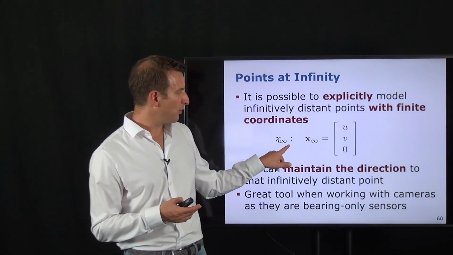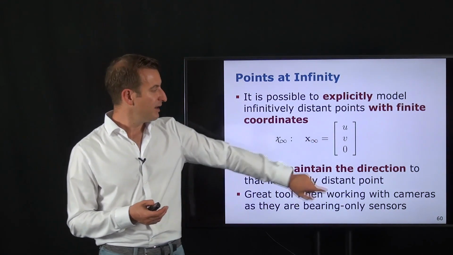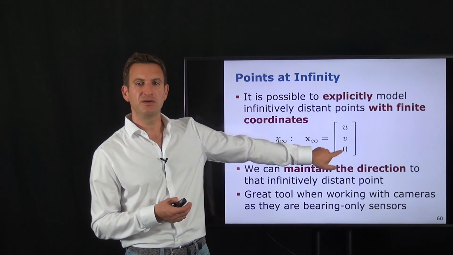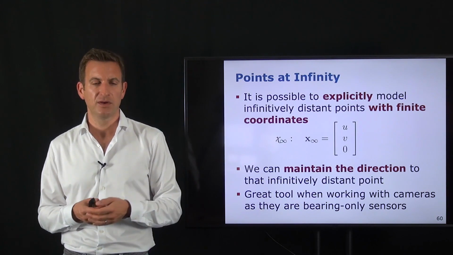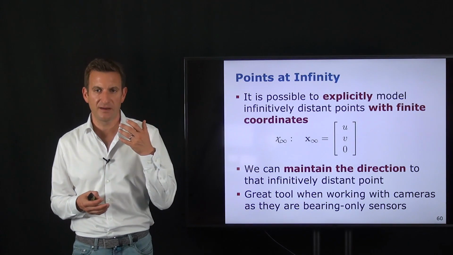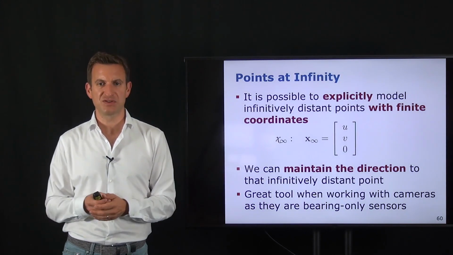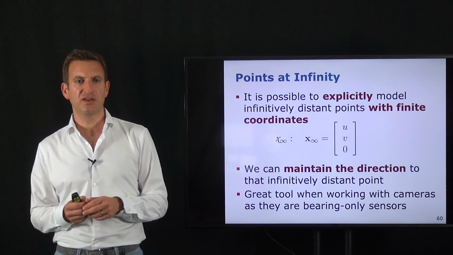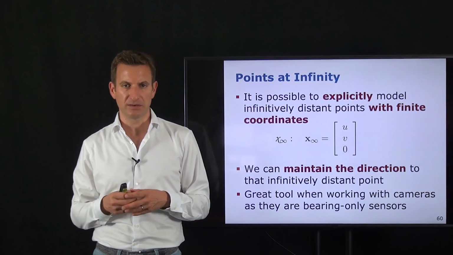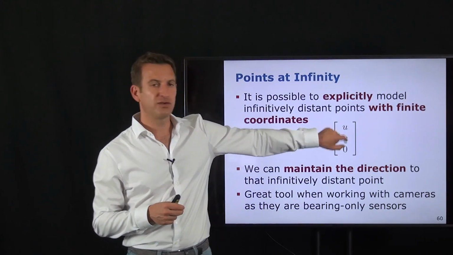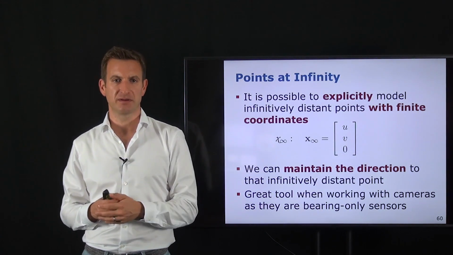So if we have a point which is infinitely far away, we sometimes want to make it explicit and write this infinity down here, which means nothing else than that the last component is 0 and the other 2 components are still here, and these are finite coordinates. So remember, the important thing is that we have a vector which only contains finite numbers, but it represents a point which is infinitely far away. And the important thing here is that we maintain the direction of where that point is. Those first 2 parameters indicate the direction of that point.